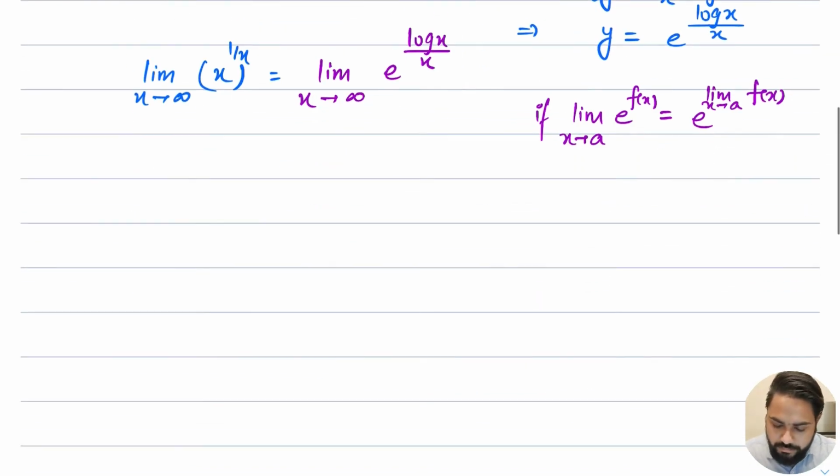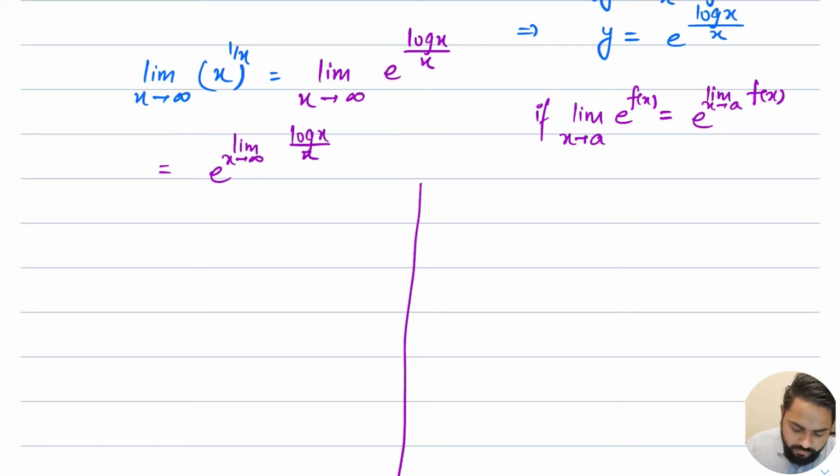So using this property, I can write e to the power limit x tending to infinity of log x over x. Now all we need to do is find the limit x tending to infinity of log x over x. Let us find this. We can do it in two ways, so I am doing it one by one. The first one is the simple one, which is L'Hopital's rule.